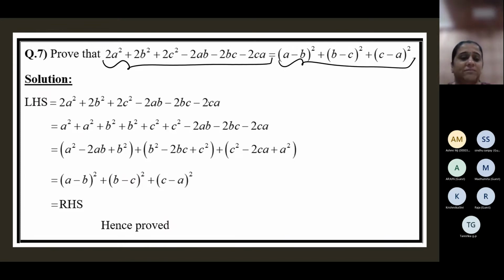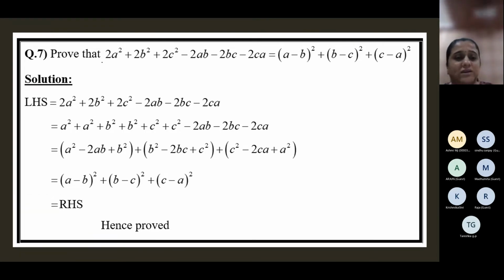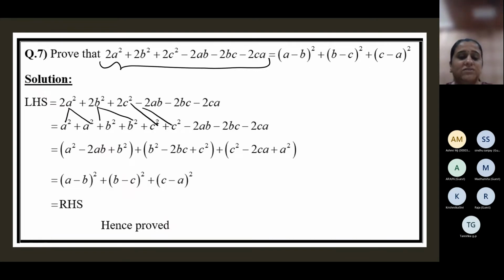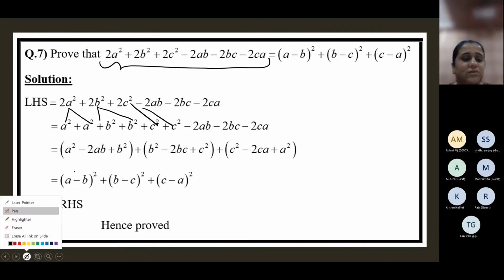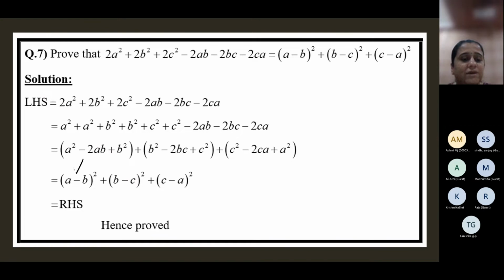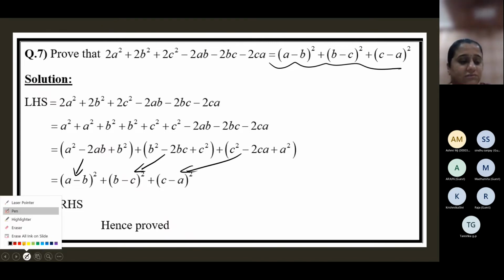So take up only the LHS: 2a squared plus 2b squared plus 2c squared minus 2ab minus 2bc minus 2ca. Now break up: 2a squared is a squared plus a squared, b squared plus b squared, c squared plus c squared, minus 2ab minus 2bc minus 2ca. Now there are 9 terms, so group it in threes like this. You already know this, children. So now this one is a minus b the whole square, this one is b minus c the whole square, this is c minus a the whole square, which is equal to the RHS. Hence proved. Isn't it easy, children?